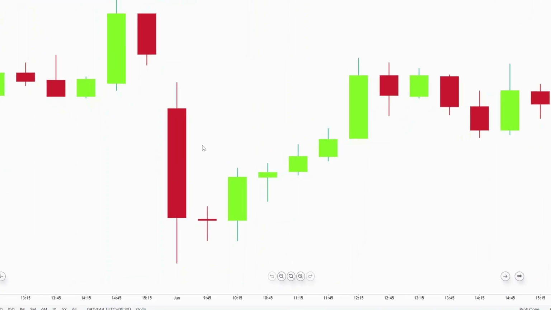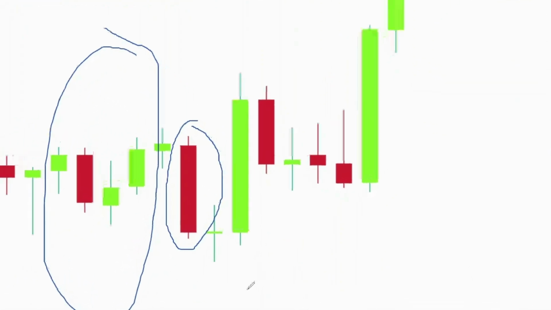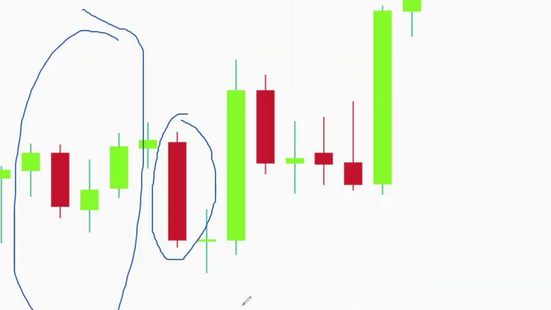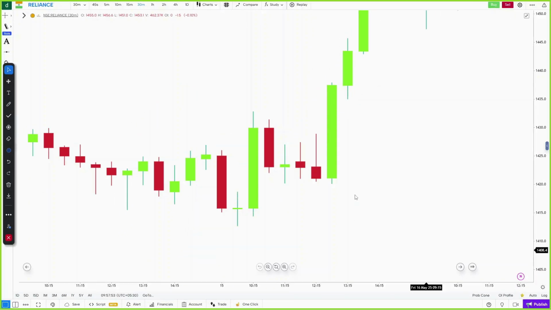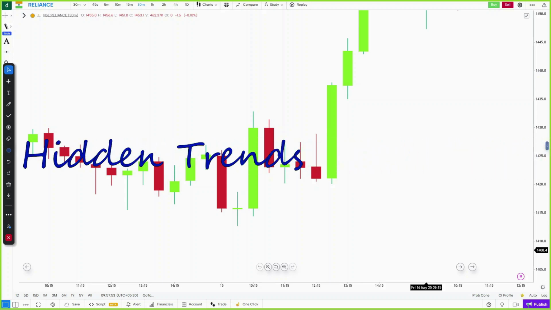Hello friends, take a look at these examples. Here it looked like in the first 30 minutes, prices are going downside. But then what happened, as if the prices were hit by an invisible wall and a reversal happened later and there was a strong up move. So here in this video guys, we are diving deep into how to identify these hidden trends using order flow chart.